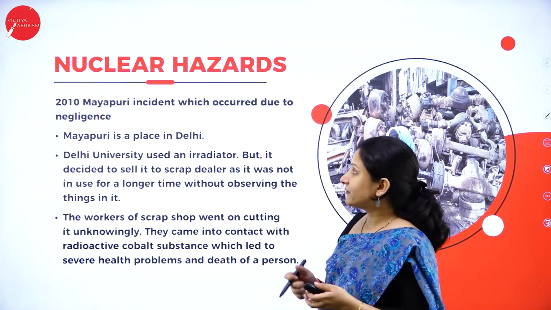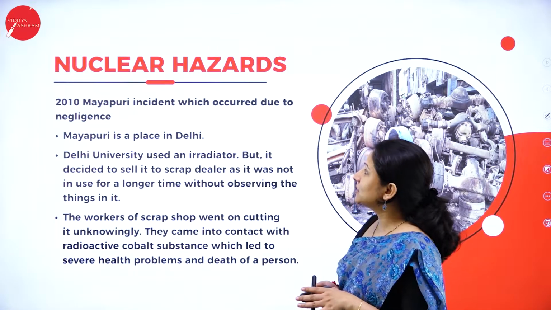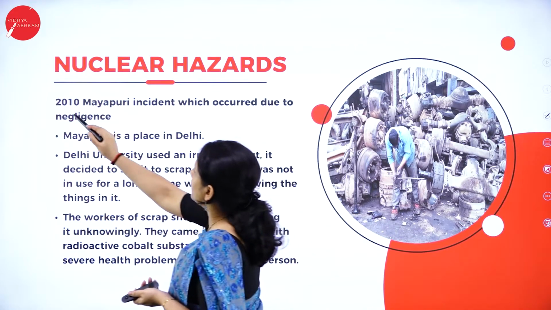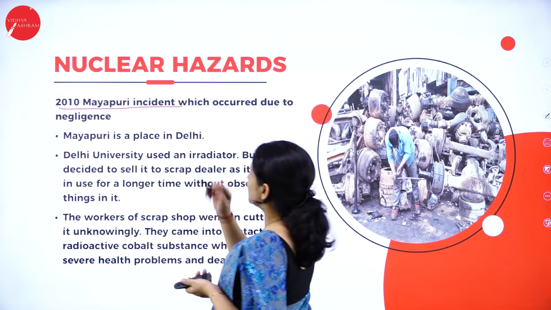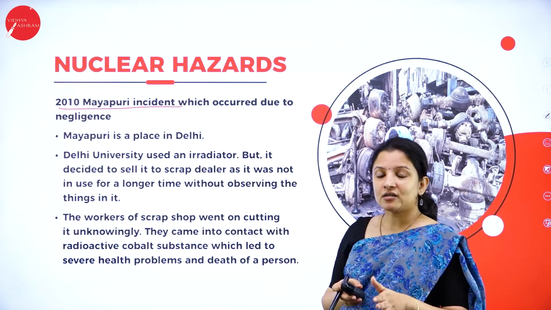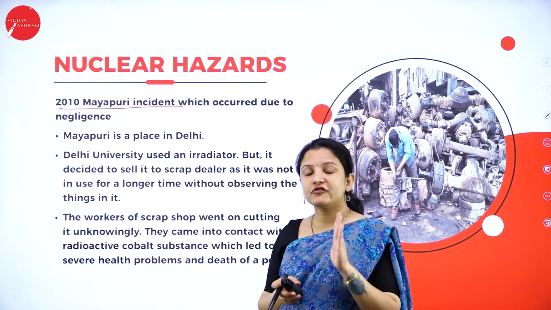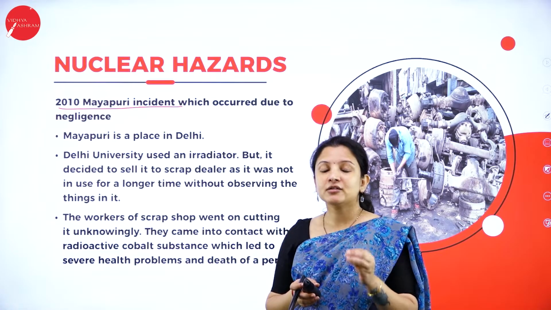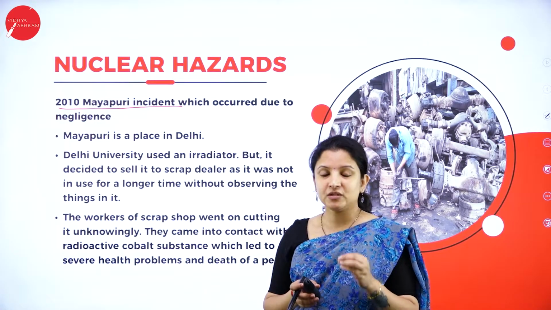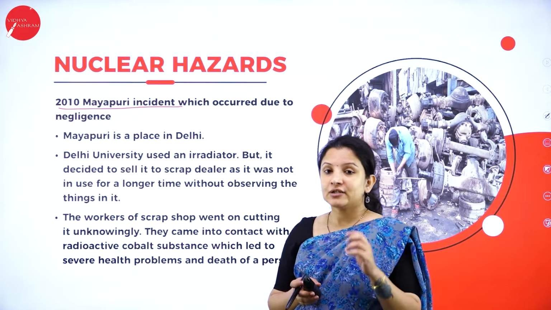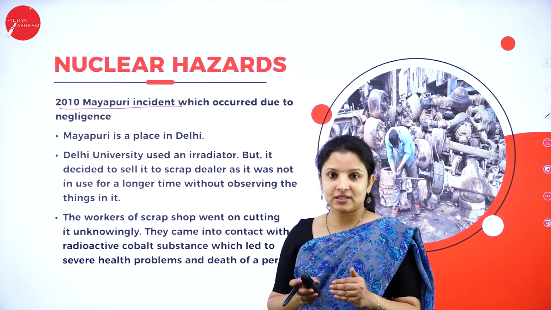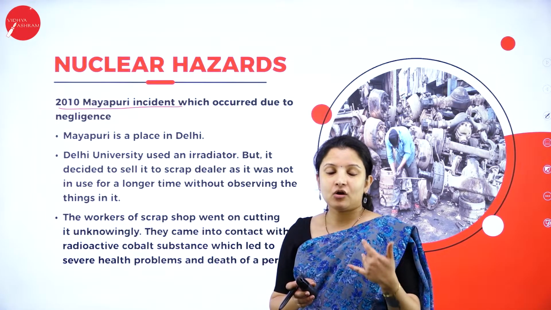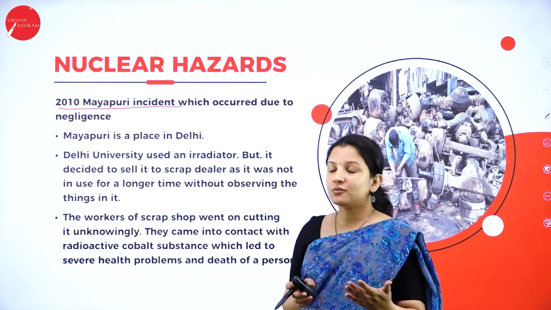The next example that I've taken here for nuclear hazard is from India, in the year 2010. It is called the 2010 Mayapuri incident. And this incident occurred only because of pure, mere negligence by the so-called educated people, so-called scientists. So if scientists make such mistakes, then how can we expect the common man to learn something or go on the right path, right?